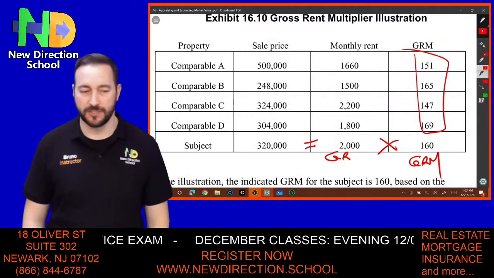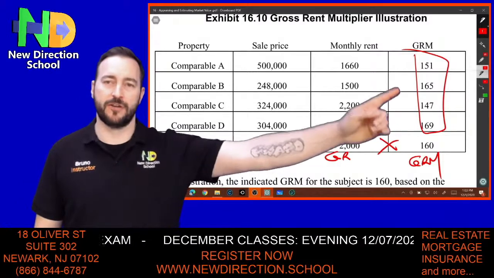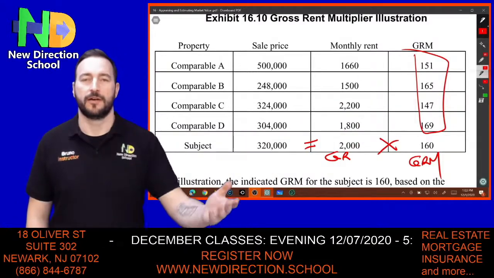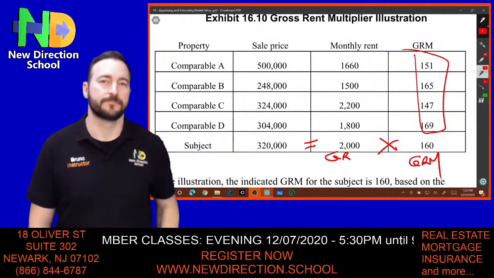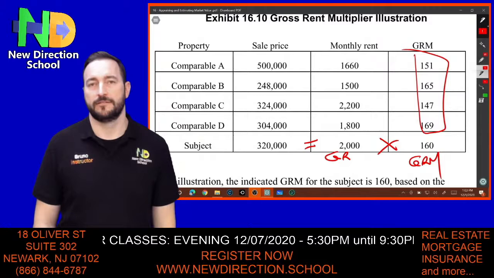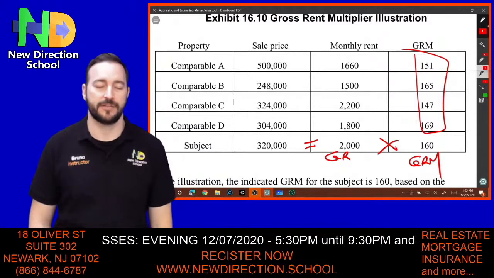Rose, how do you arrive at the 160? It's the average of these. So if you add them all and divide by 4, because it's 4 comparables, it should give you 160 more or less. But again, in the state exam, let me make your lives easier.